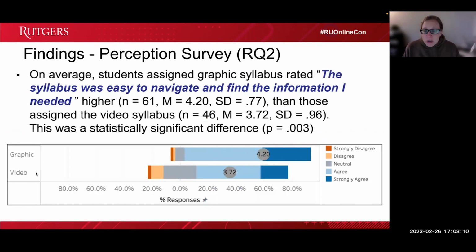So for that perception survey, looking at the graphic versus video syllabi and comparing the answers to the perception survey items, there was no statistically significant difference, except for "the syllabus was easy to navigate and find the information I needed." This was actually rated higher for the graphic syllabus than the video. The graphic had a mean of 4.20 and the video had a mean of 3.72, and this was a statistically significant difference. So students did feel that the graphic syllabus was easier to navigate.